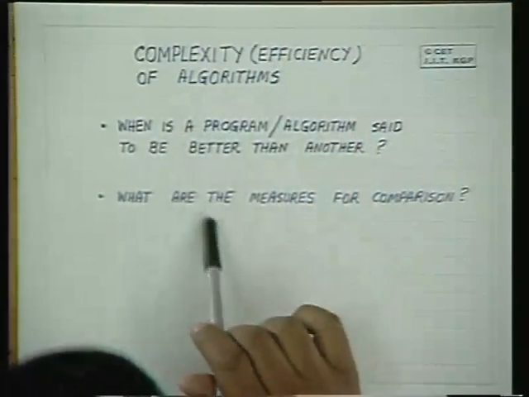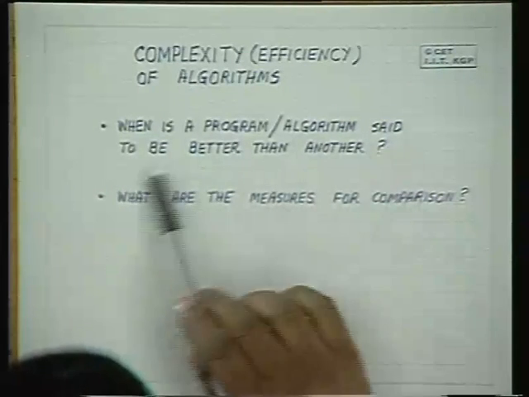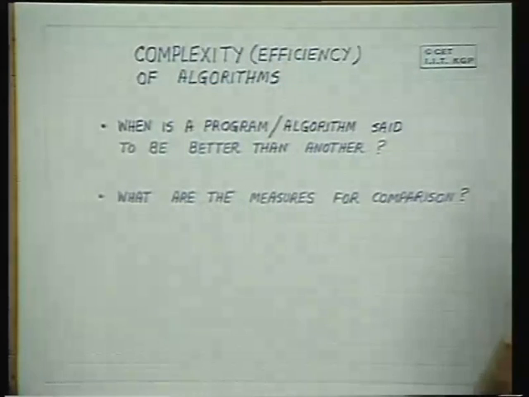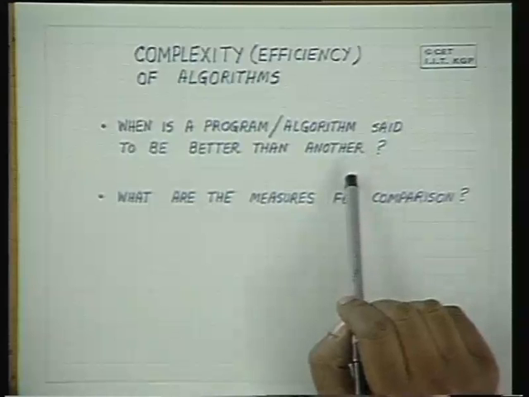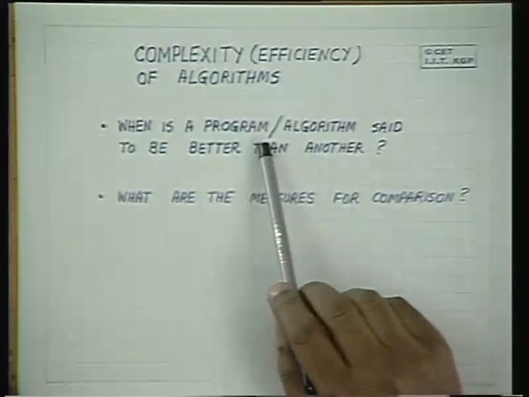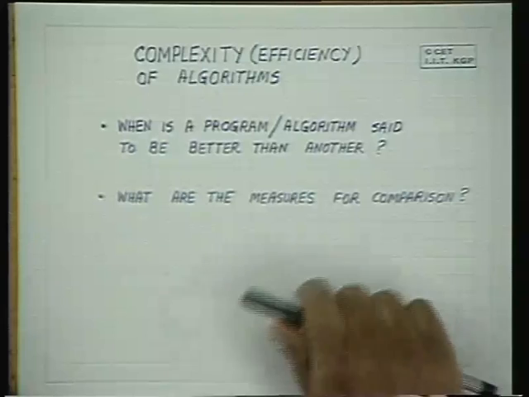To understand this, we have to answer two questions. First question is, when is a program or algorithm said to be better than another? If I give you the same program to run on two different machines, they will take two different amounts of time. And then looking at the programs, one program may be much bigger in size compared to another, or one program may take more space than another, or one program may be more easy to understand than another. So in terms of all these things, when do we say that one program is completely better than another?